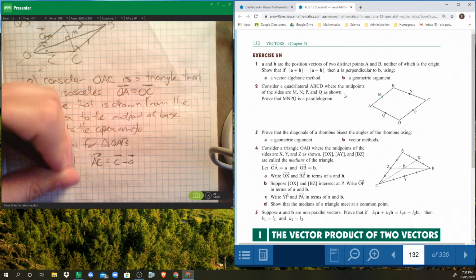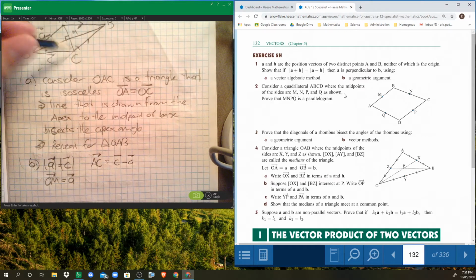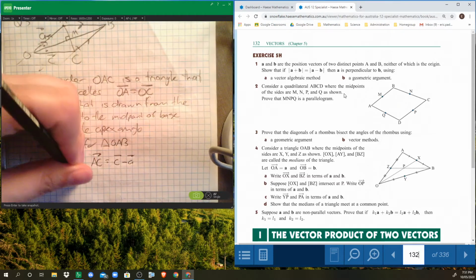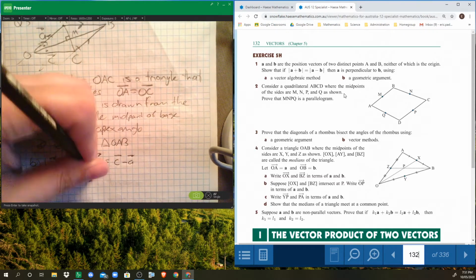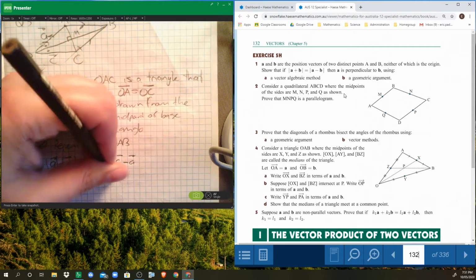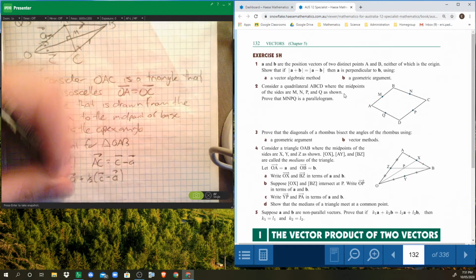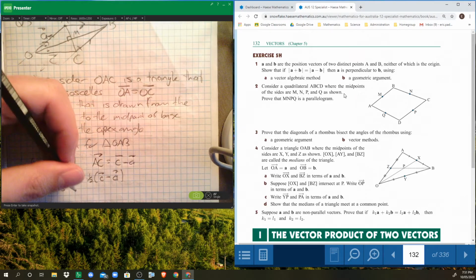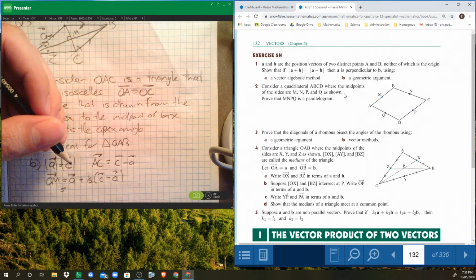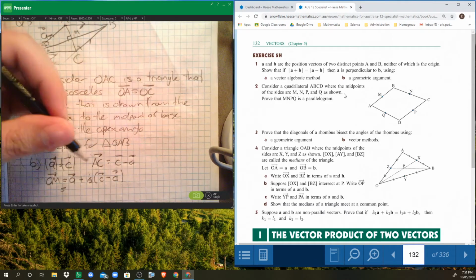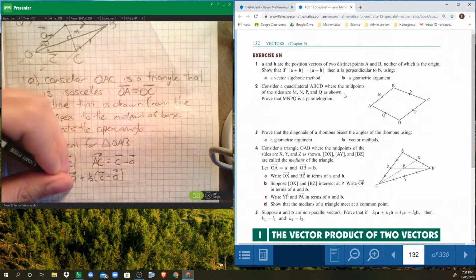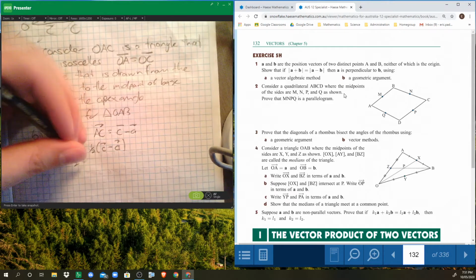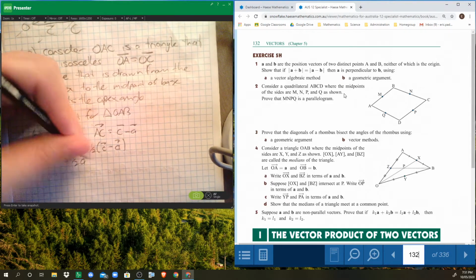OM can be considered A. So it's OA plus AM plus half C take A, which is... I don't think this is elegant, but I kind of know where I'm going with this anyway. Half A plus half C.